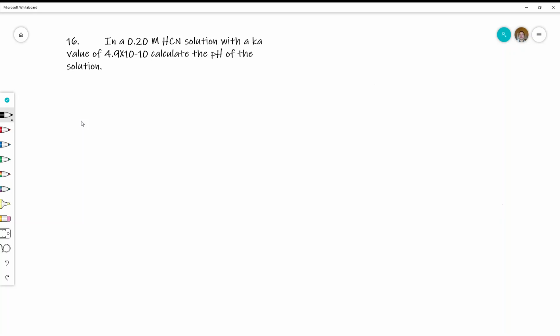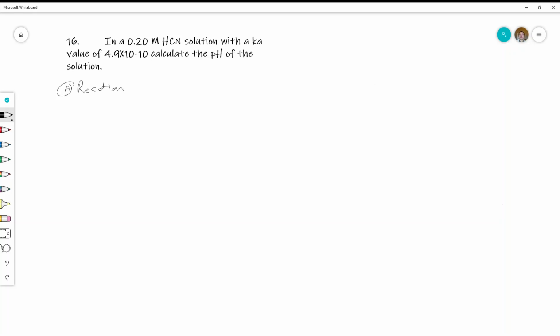Right, so in a 0.20 molar HCN solution with a Ka value of 4.9 times 10 to the negative 10, calculate the pH of the solution. To begin, what we need to do is determine our reaction. So first we're going to do our reaction.